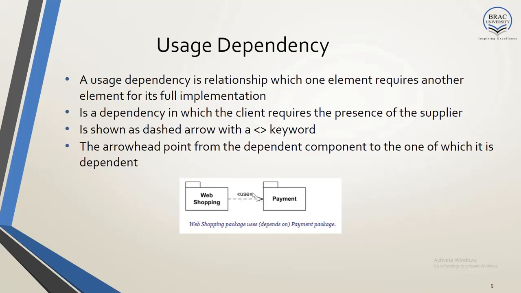and there is a label on top of it saying what type of relationship it is, and that's how it works. And over here, as this is showing, a web shopping package uses a payment package. So basically when we are using some external APIs or libraries or payment gateways or anything like that, those types of dependencies are shown by the usage dependency notation.